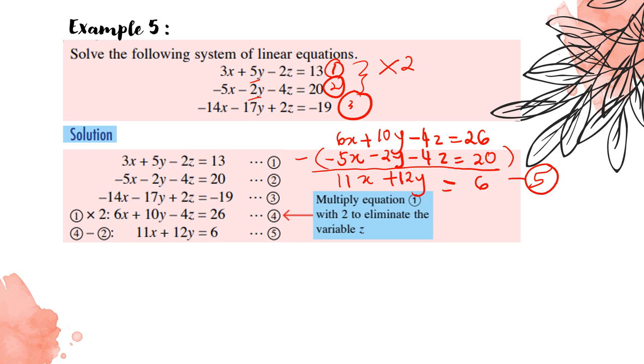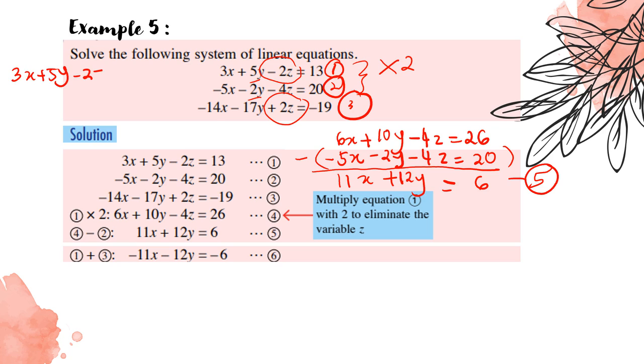Now we are left with variables x and y. So let's do another set of equations: equation number 1 and equation number 3. If you observe, the coefficient for z is already the same, negative 2 and plus 2. So let's write it here. 3x plus 5y minus 2z is equal to 13. And equation number 3, we have negative 14x minus 17y plus 2z is equal to negative 19.